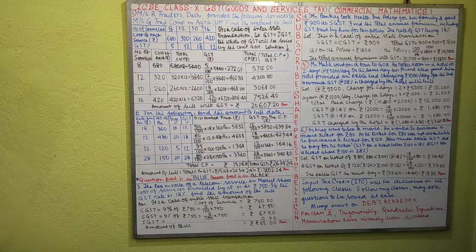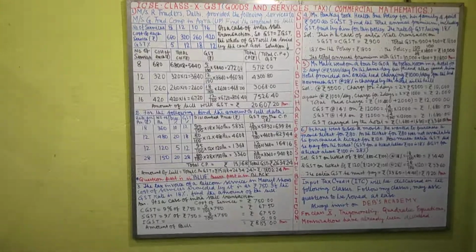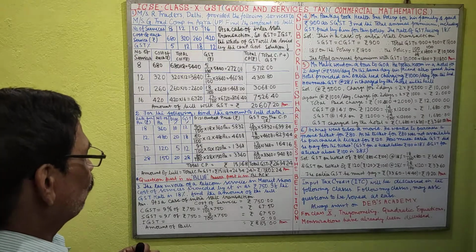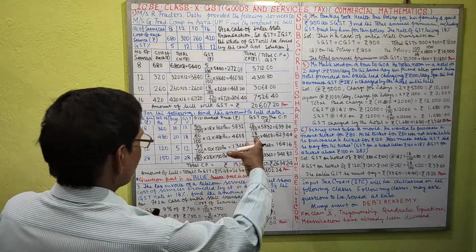The fourth one, services are 16, and rupees for each equals 420. Therefore, total cost price of 16 services equals rupees 6720. GST at 12% equals 806.40, and total bill amount is rupees 7526.40. This was the first question.